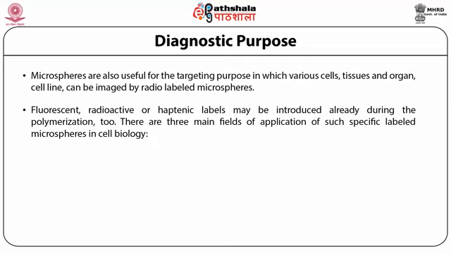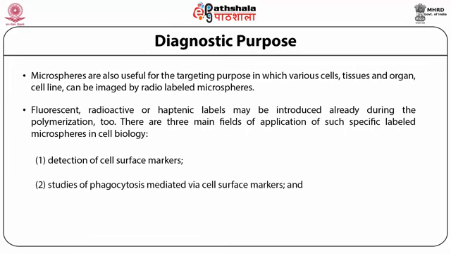There are three main fields of application of such specific labeled microspheres in cell biology. Number 1, detection of cell surface markers. Number 2, studies of phagocytosis mediated by cell surface markers. And number 3, the cell separation according to cell surface markers.